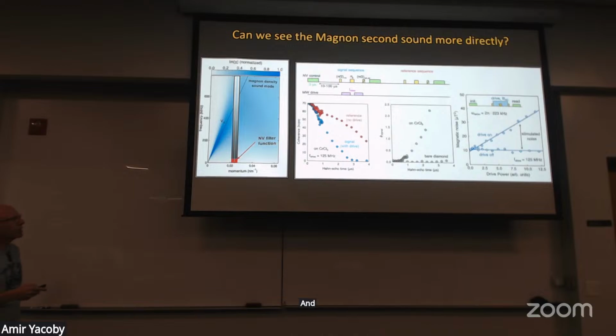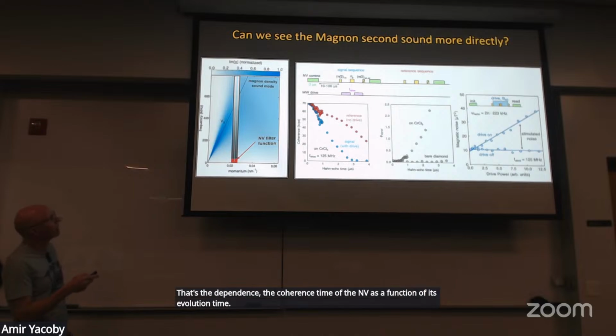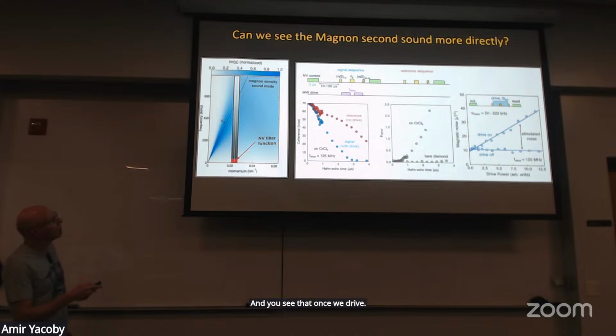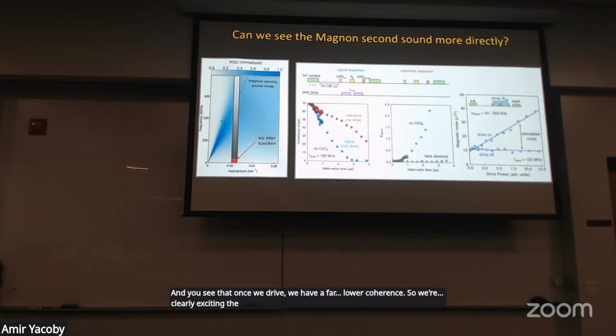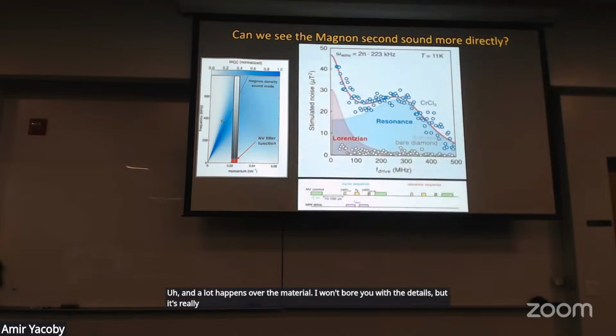And we've done a lot. So just to show you that this is no drive, that's the dependence, the coherence time of the NV as a function of its evolution time. And you see that once we drive, we have a far lower coherence. So we're clearly exciting the system, but let's see how effective we are in exciting the system depending on what frequency we choose. We've done a lot of calibration here, just to convince ourselves that nothing happens over the bare diamond and a lot happens over the material. I won't bore you with the details, but it's really all coming from the material itself.